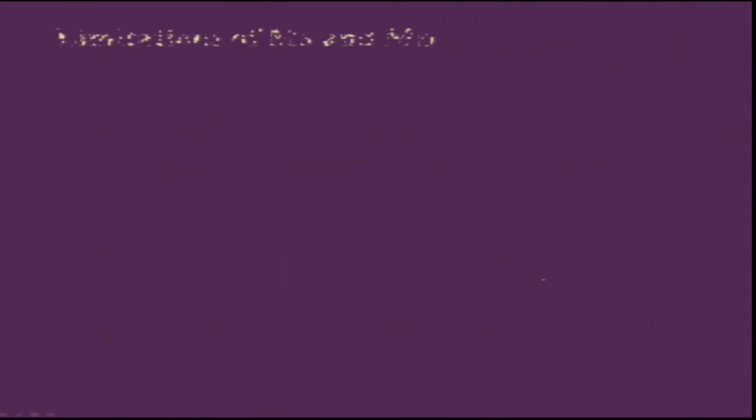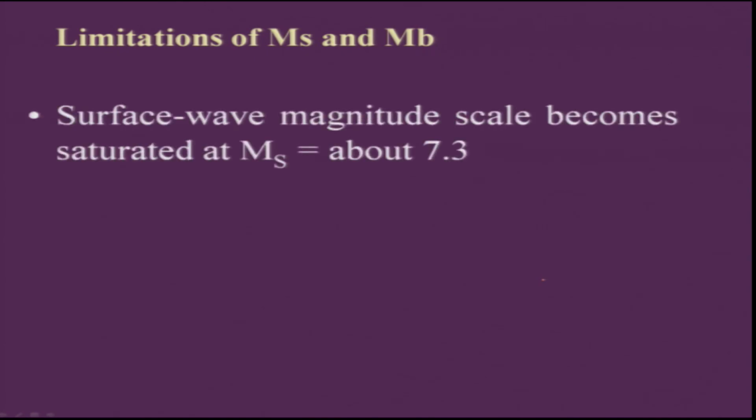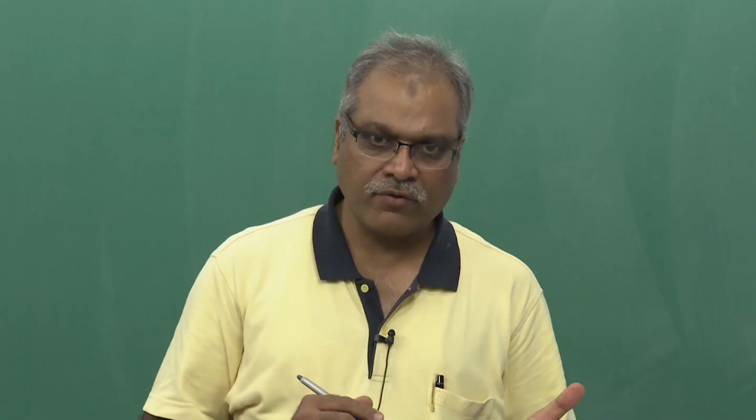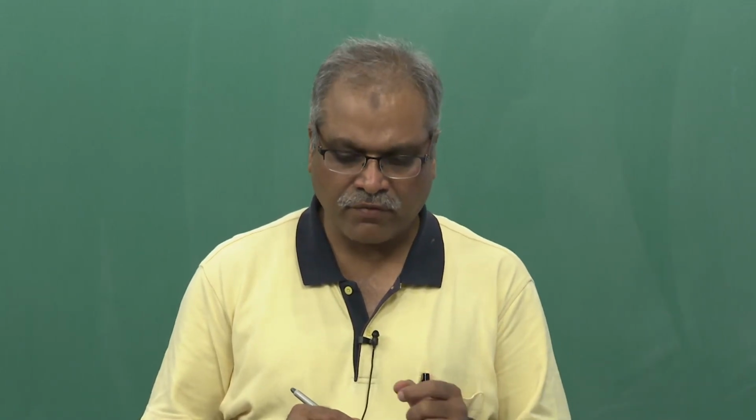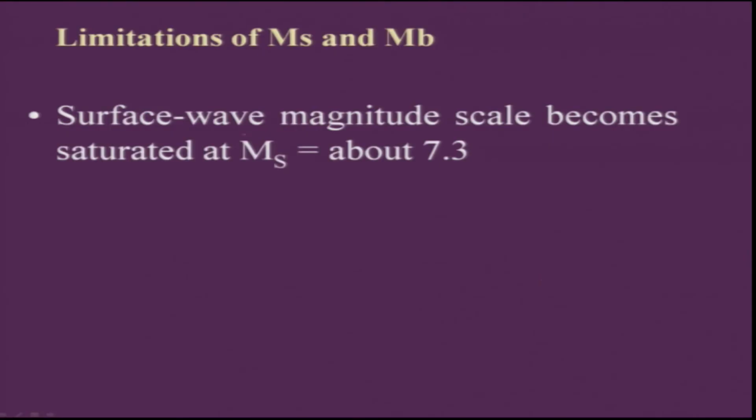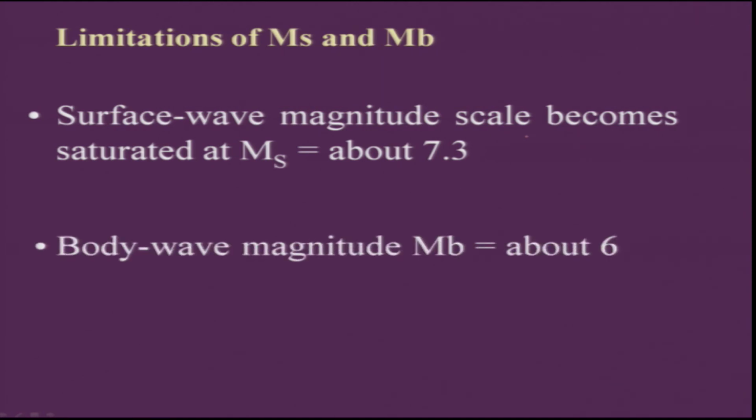Okay. Now again there was a limitation which was observed with the MS and MB scales. So just as the local magnitude scale, which we were talking about, became saturated at 6.5, the surface wave magnitude scale will become saturated at around MS equal to 7.3 or so. Okay, and the body wave magnitude again at about 6. So both the scales had limitations.